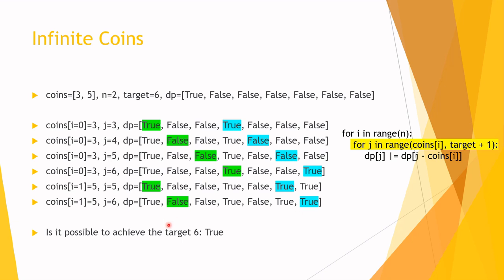And so with infinite coins of each denomination, is it possible to achieve, just possibility, is it possible to achieve 6? Yes, it is, and we have written true. That is dp of 6.